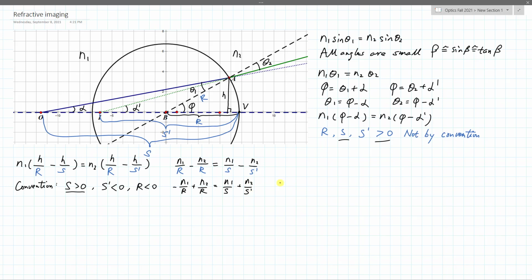I can rewrite it into n1 over s plus n2 over s prime equals (n2 minus n1) over r. So this is the refractive imaging formula, and you can use this to solve problems of one surface in refraction or multiple surfaces, a thick lens with two surfaces and a medium in between, or you can find the thin lens formula, all based on this one formula from refractive imaging.